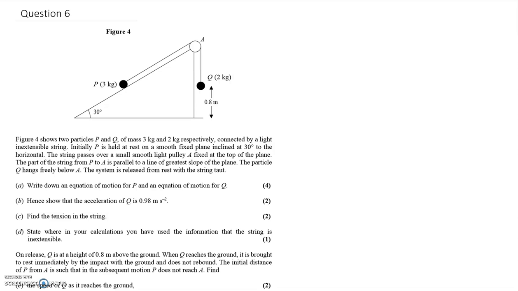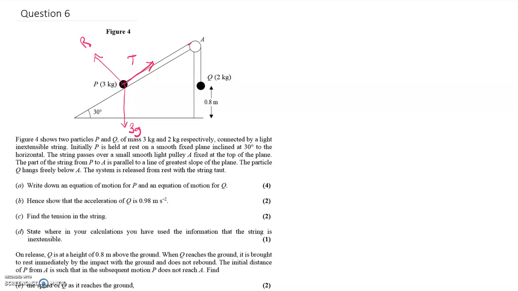We have a pulley on an inclined plane question. So what we need to do is mark on all the forces first. We've got normal reaction for the particle resting on the plane. We've got weight, 3G, and we also have tension up and along the string.